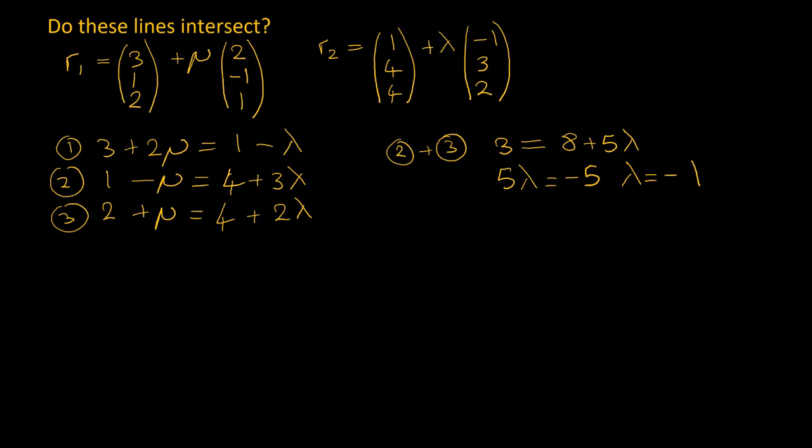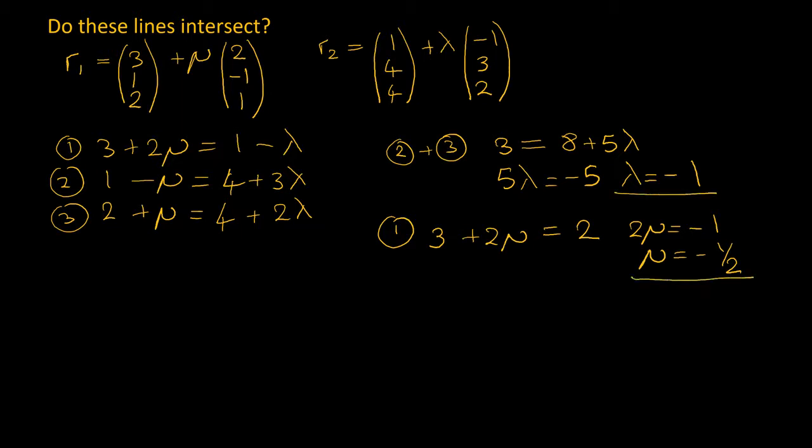So now what we're going to do is check that out in equation 1 first of all. So that will be 3 plus 2 mu equals 1 minus 1. So that's actually 2. So we've got 2 mu equals minus 1. So that would be mu equals minus a half. But for us to prove that they intersect, we need to be able to substitute in this value of lambda and this value of mu into one of the other equations, and if it all works out then that's fine.